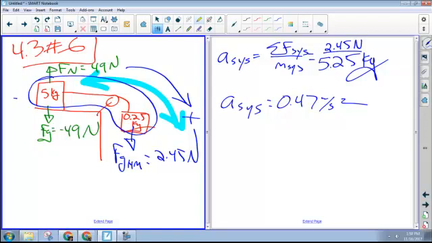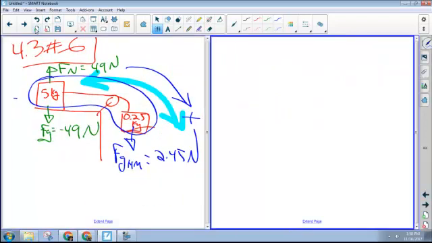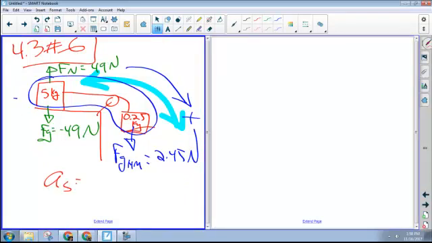All right. So let's find our tension. The acceleration of the system, we just found it was 0.47 meters per second squared. All right, tension. We got to pick an object. What object do you want to look at? The small one? Okay. I probably would have picked the other one, but it doesn't really matter. We're going to do them both anyway.